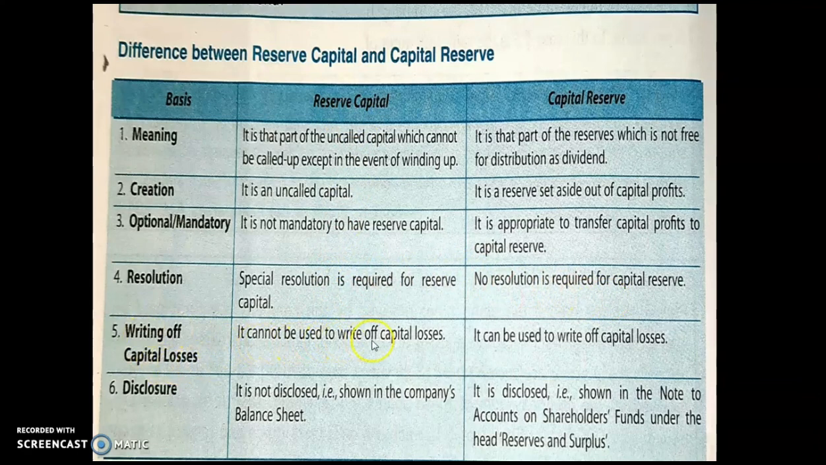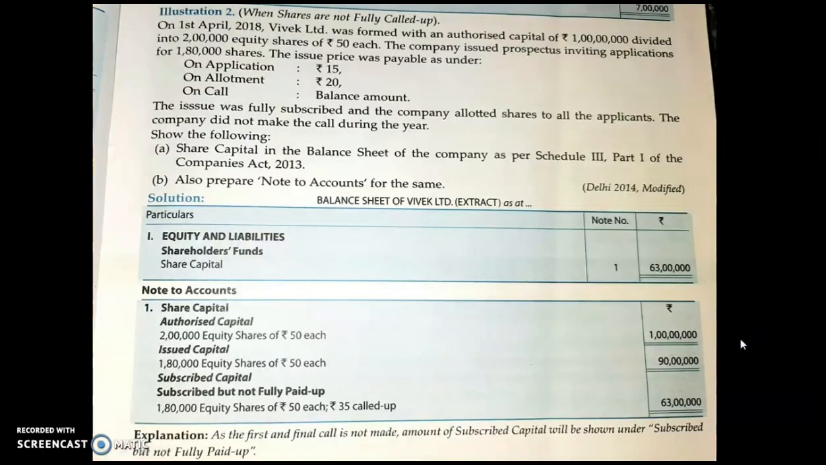Writing off of capital losses. Reserve capital cannot be used to write off capital losses, but capital reserve can be used to write off capital losses. Disclosure. Reserve capital is not disclosed or shown in the balance sheet, but capital reserve is disclosed in the notes to accounts on shareholders' funds under the head reserves and surplus. So under the head reserves and surplus you can find capital reserve. Okay, so this is the difference between reserve capital and capital reserve.